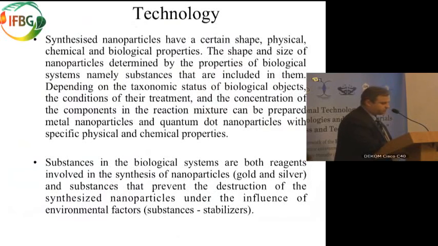Synthesized nanoparticles have certain chemical and biological properties. The shape and size of nanoparticles are determined by the properties of biological systems, namely substances that are included in them. Depending on the taxonomic status of biological objects, the conditions of their treatment, and the concentration of the components, we can obtain nanoparticles with specific physical and chemical properties. Also, the substances in the biological systems are both reagents involved in the synthesis of nanoparticles and, at the same time, substances that prevent the destruction of the synthesized nanoparticles, so they conserve them.